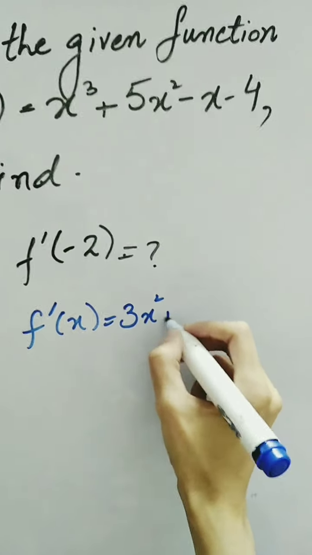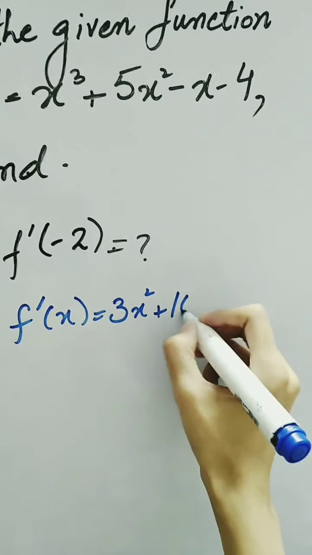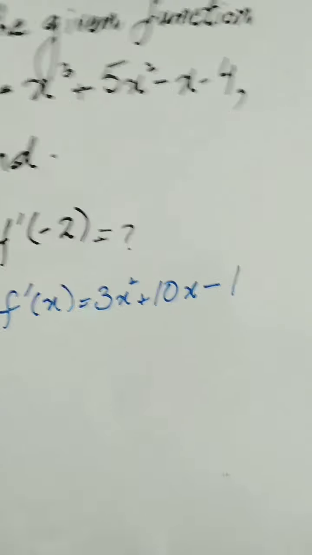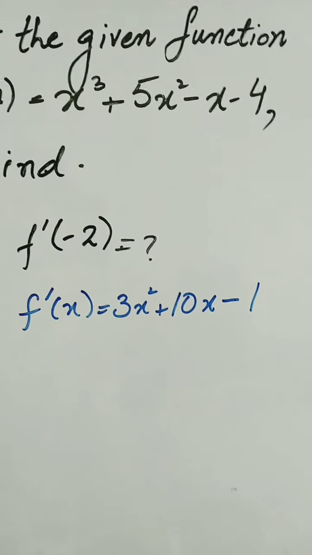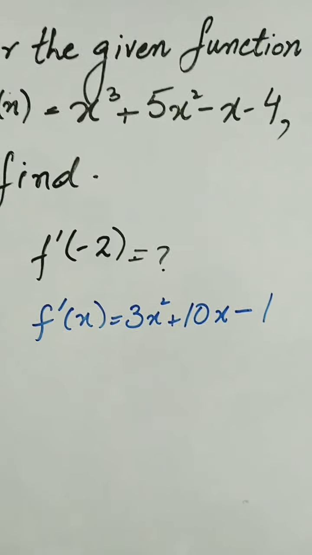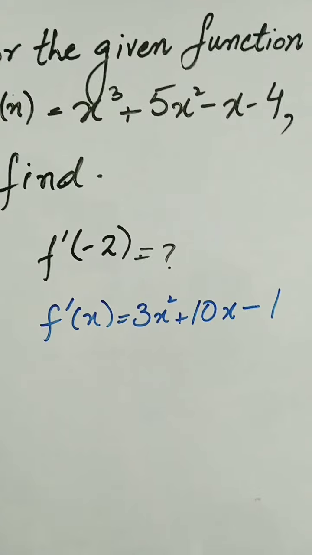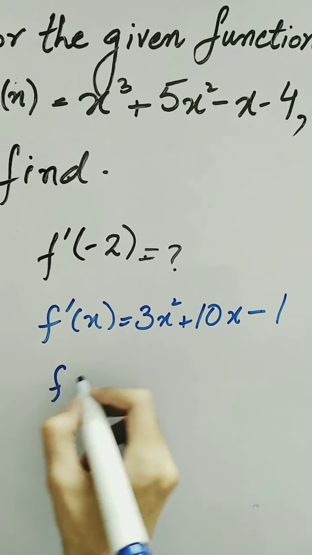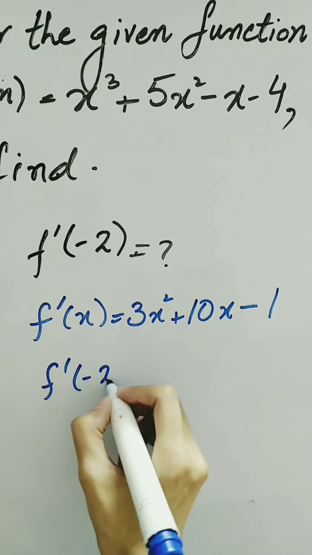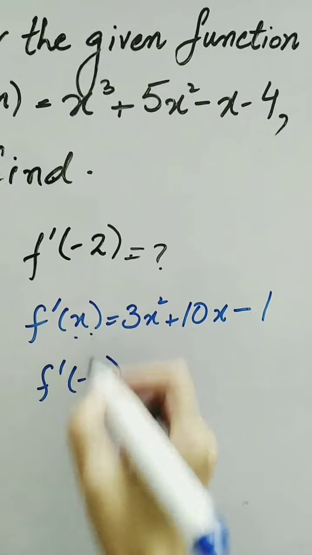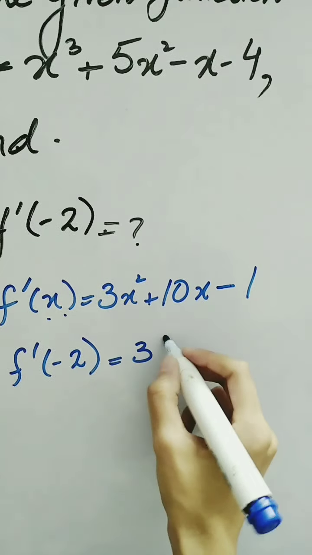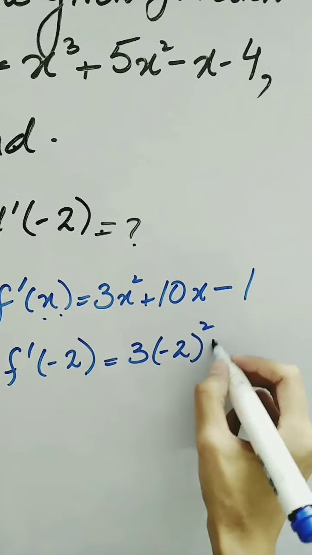So the derivative of the given function is 3x squared, 2 into 5 is 10x, minus 1, and 0 for the constant, so we are not going to write it here. So our derivative comes out as 3x squared plus 10x minus 1. Now we have to find the value of f dash minus 2, which means that the value of x is minus 2. We are going to put the value of x everywhere.